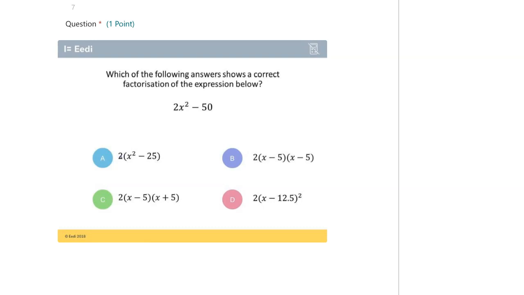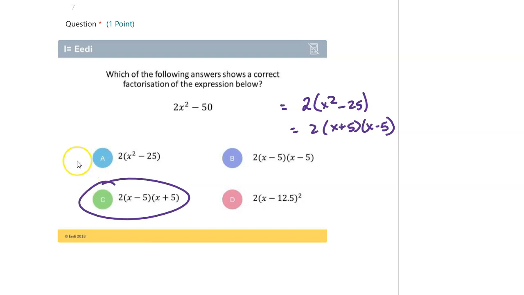Correct factorisation of this one, 2x squared minus 50. Take out the common factor first. Then I'm left with x squared, take 25. Oh, we remember that from last time, so it's x minus 5. Well, no, I'm going to do x plus 5, then x minus 5. Again, it doesn't actually matter though, does it, which order I write those two brackets in. 2 outside of x minus 5, x plus 5. There we have it.